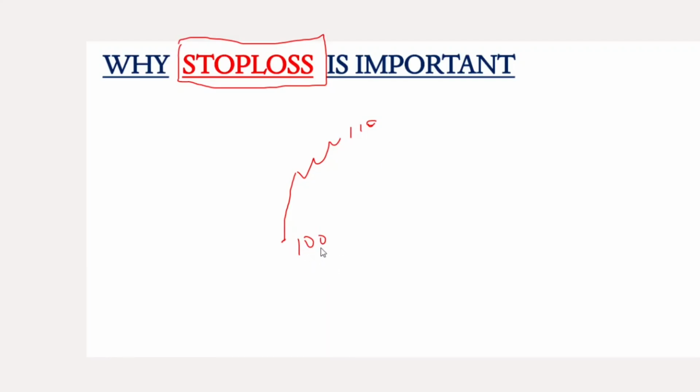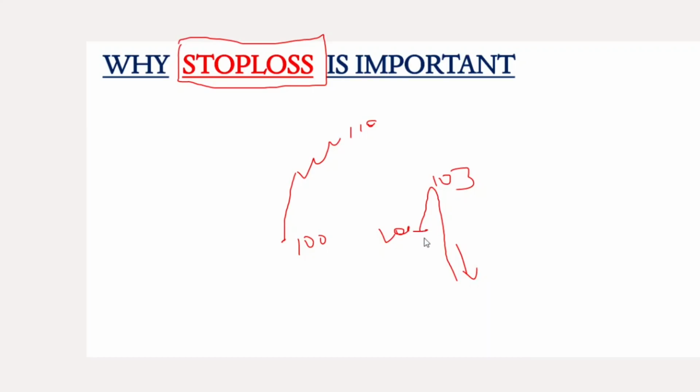If you entered at 100 rupees and you think it will reach 110 rupees, you will exit the trade. Another scenario is, what if you entered at 100 rupees but it went up and suddenly reversed and came down? For example, it reached 103 and suddenly reversed from there and made a big bearish movement to the downside.